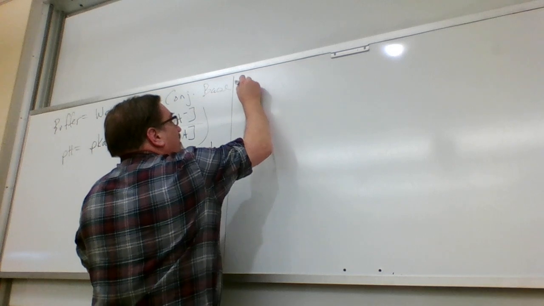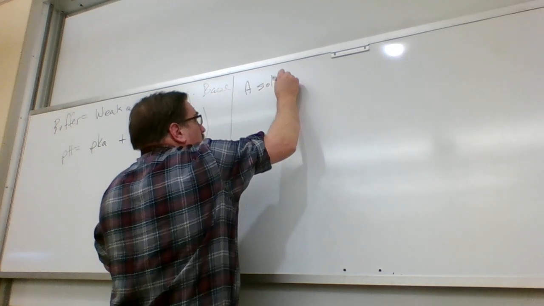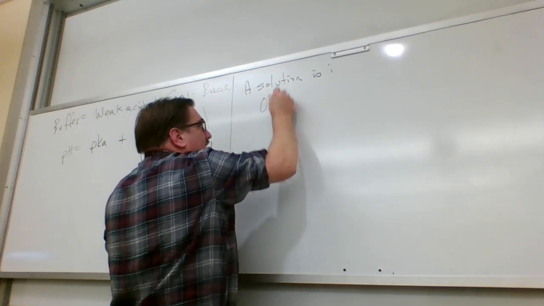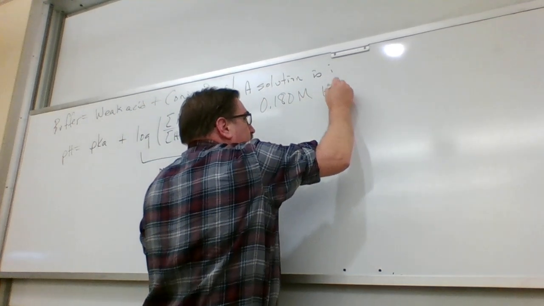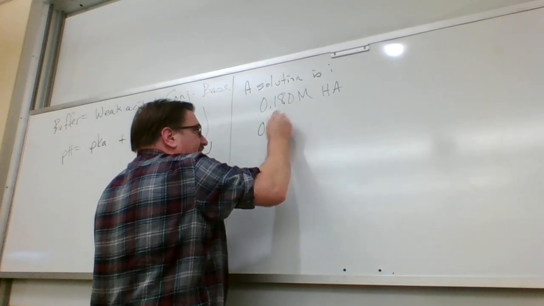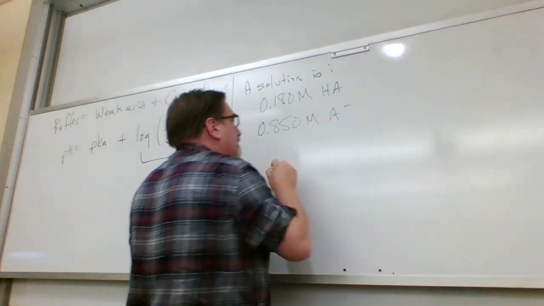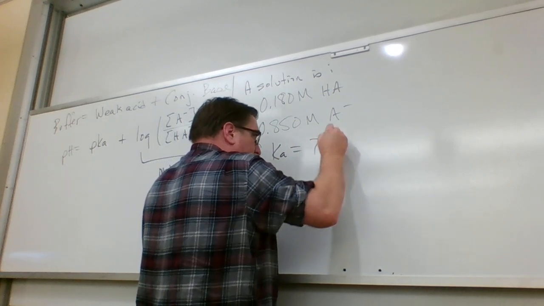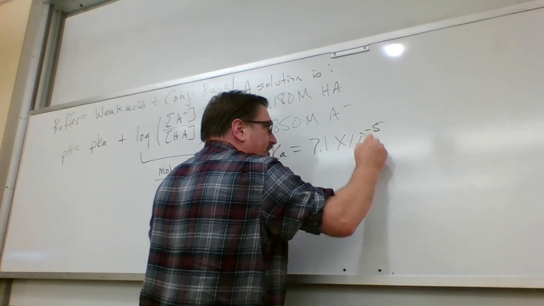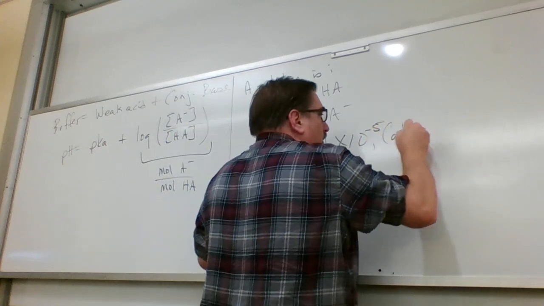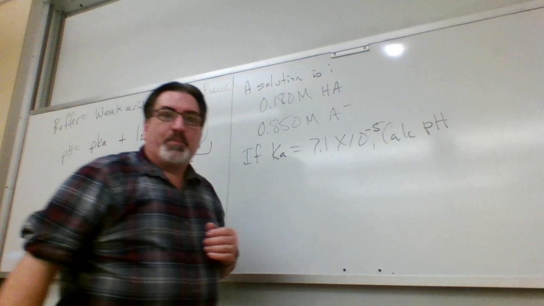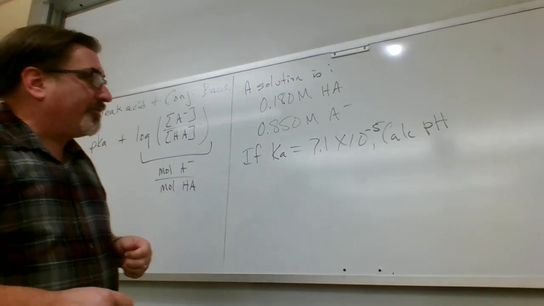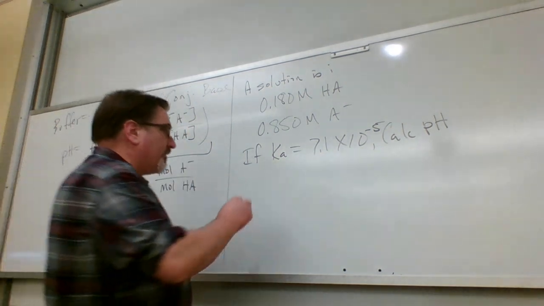So let's say we have a solution that is 0.180 molar HA and 0.850 molar A minus. If the Ka is 7.1 times 10 to the minus fifth, calculate the pH of that buffer. Well, we have everything we need, but maybe not in the right format because we have Ka instead of pKa. We'll need to know what the pKa is.